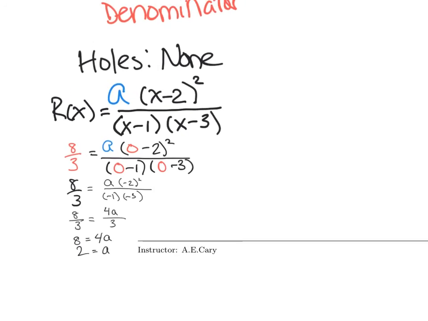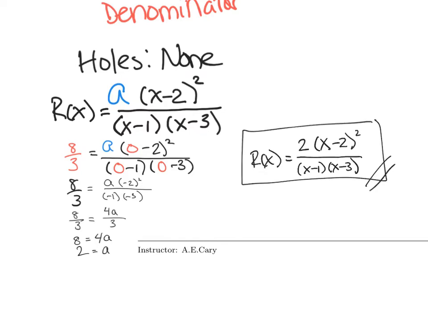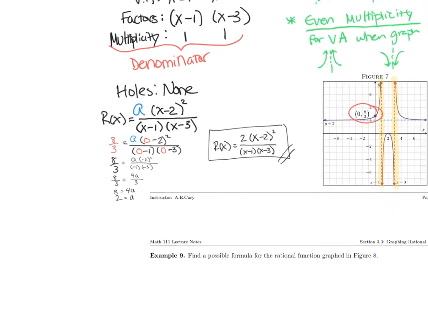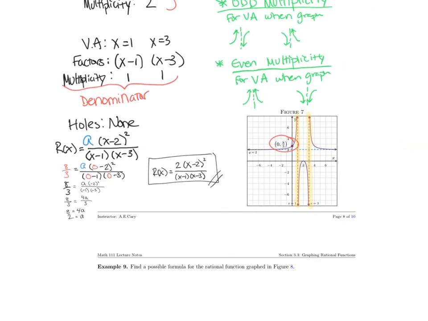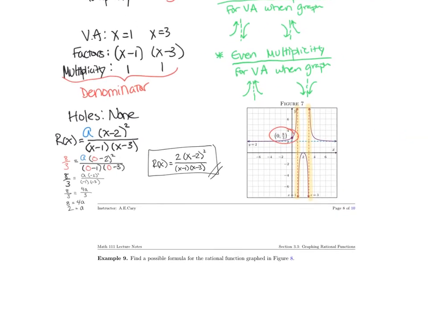But again, I'm not going to stop here. I'm going to rewrite my final equation. So my final equation is going to be r of x is equal to 2 times x minus 2 squared over x minus 1 times x minus 3. So you're building your numerator, you're building your denominator, you're finding that a value. Excellent. Let's go on to our next problem, and hopefully I'll leave myself enough space this time. So let's take a look at example number 9.